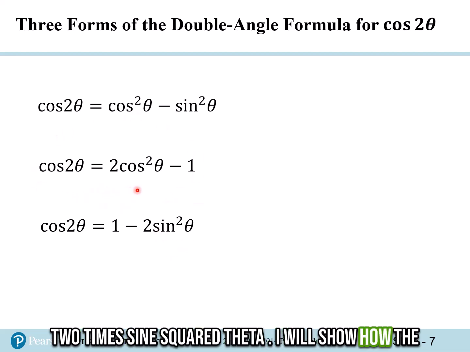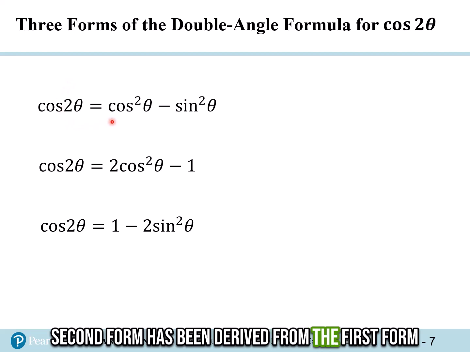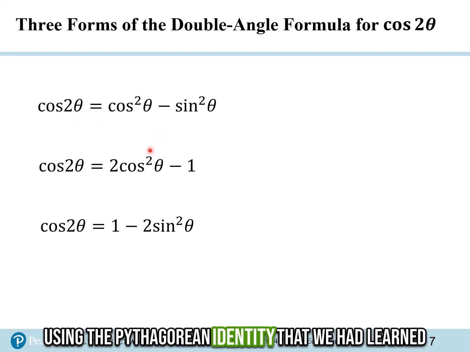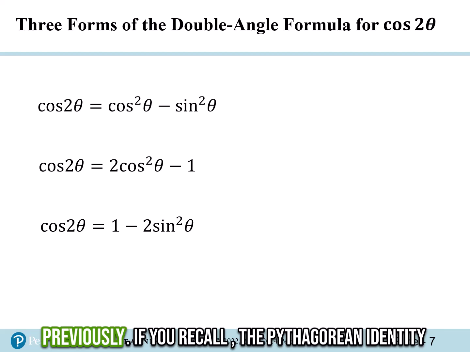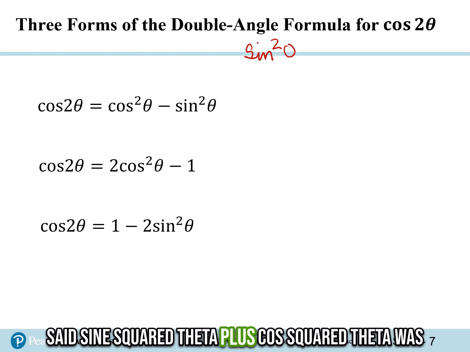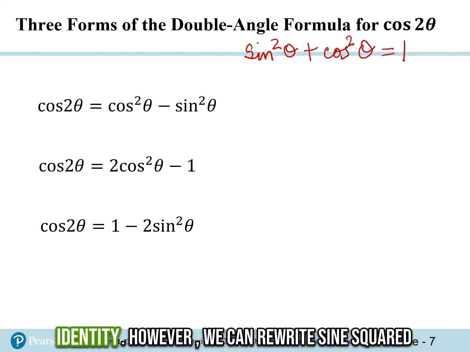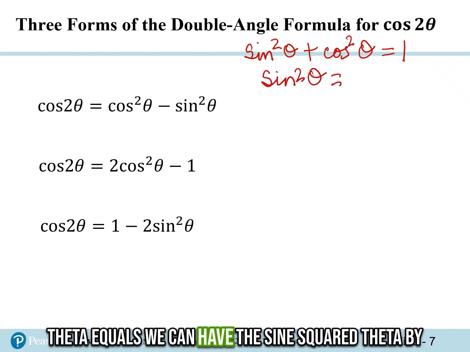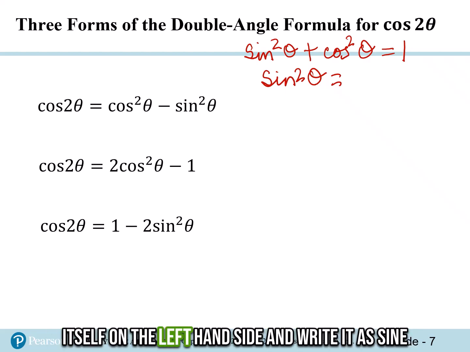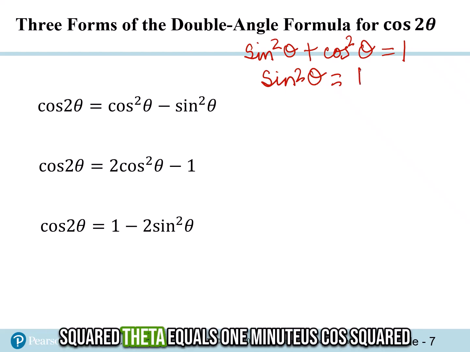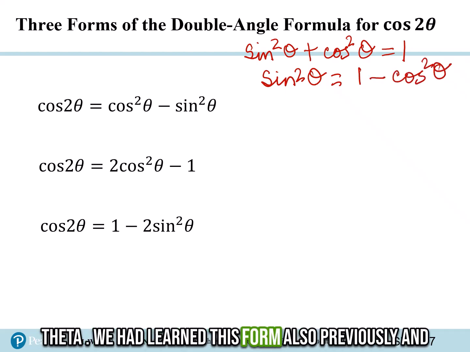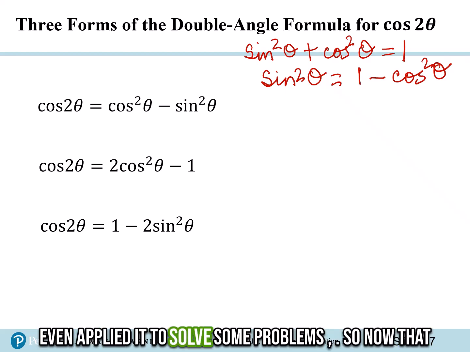I will show how the second form has been derived from the first form using the Pythagorean identity that we had learnt previously. If you recall, the Pythagorean identity said sine squared theta plus cos squared theta was equal to 1. Correct? That's the Pythagorean identity. However, we can rewrite it with sine squared theta by itself on the left hand side as sine squared theta equals 1 minus cos squared theta. We had learnt this form also previously and even applied it to solve some problems.